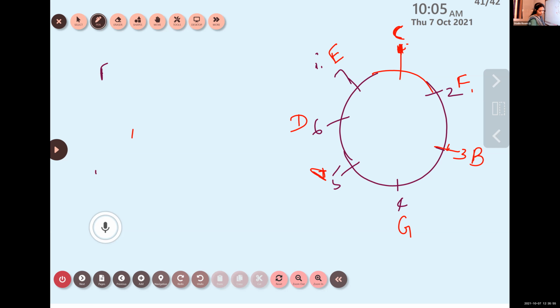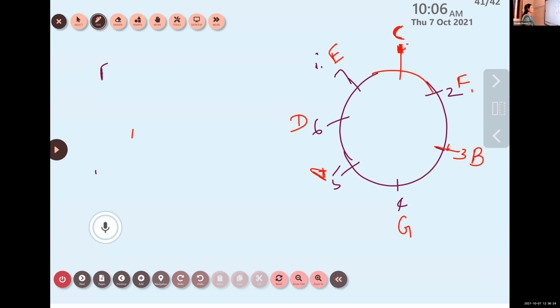Who is sitting left of G? Akshay: A. Who are the neighbors of B? Pavitra: G and F.